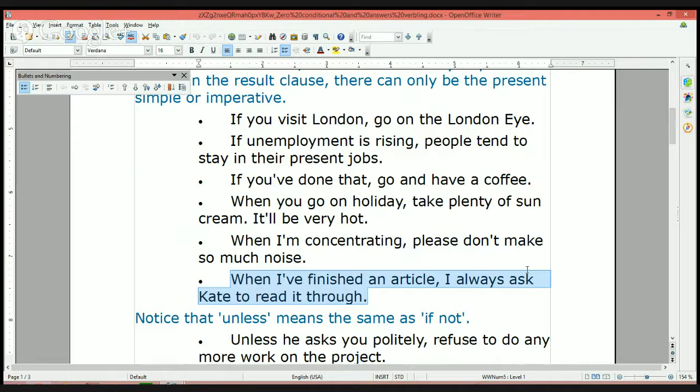Yes, and the other is continuous. The one above, you mean? This one up here? When I'm concentrating? That one? I'm concentrating. Yes. Awesome. You're just right. I'm concentrating. We've got continuous plus this one here, which is imperative. And this sentence that I'm highlighting, starting with when you go on holiday, take plenty of sun cream. Paolo, can you tell us what tenses we have in that sentence?